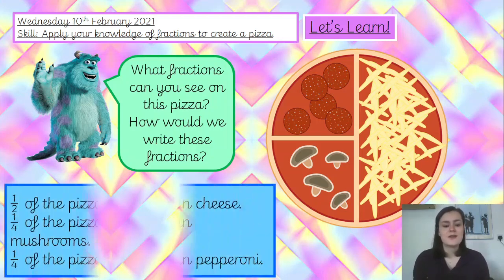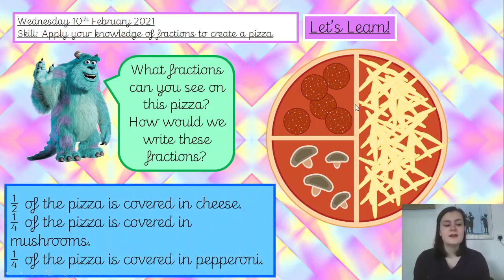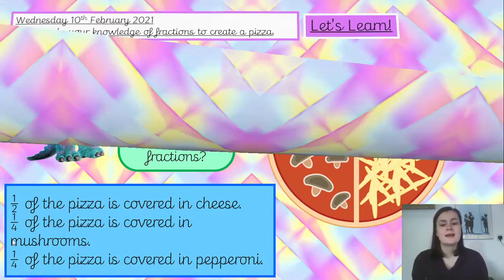Okay, well done. So we've got half the pizza covered in cheese. So again, half is written as 1/2. But this time we've only got a quarter covered in pepperoni and a quarter covered in mushrooms. And of course, we change the denominator, the bottom number, so that it's 1/4 for a quarter. Well done if you said that as well.